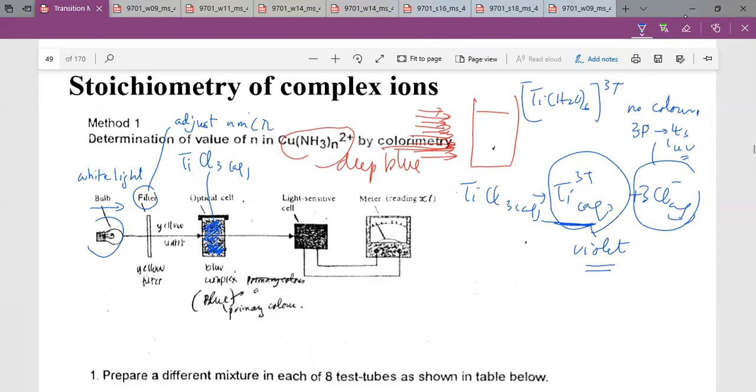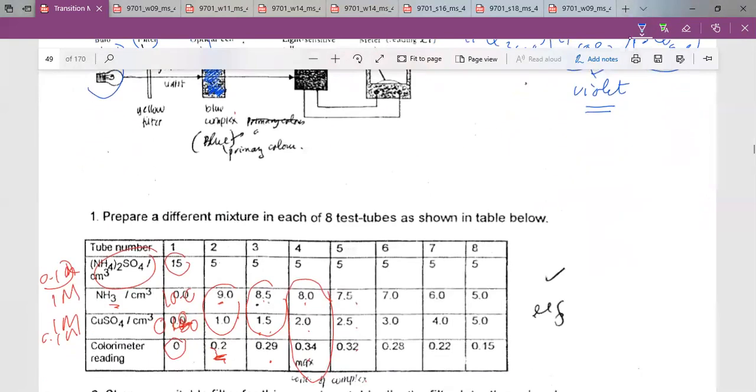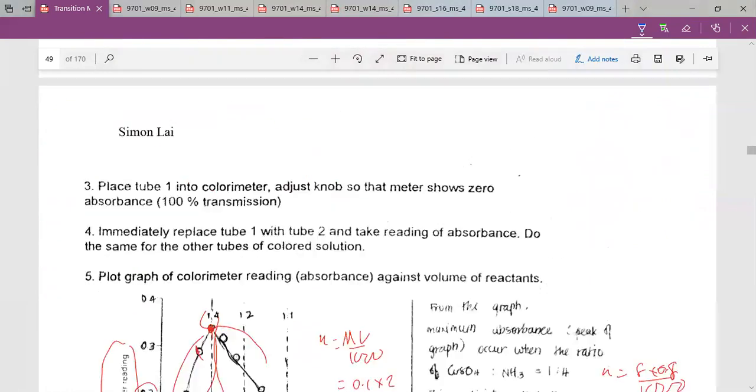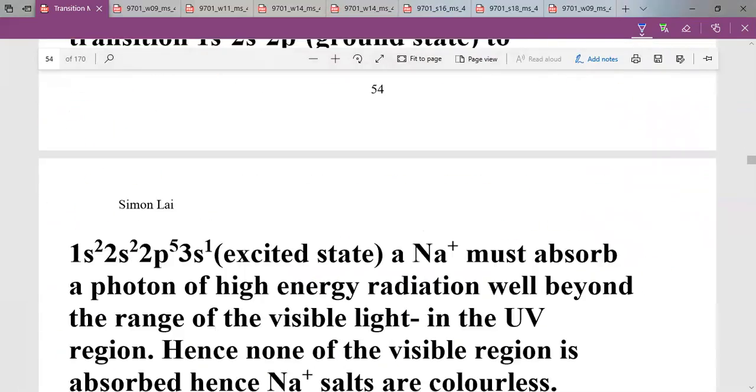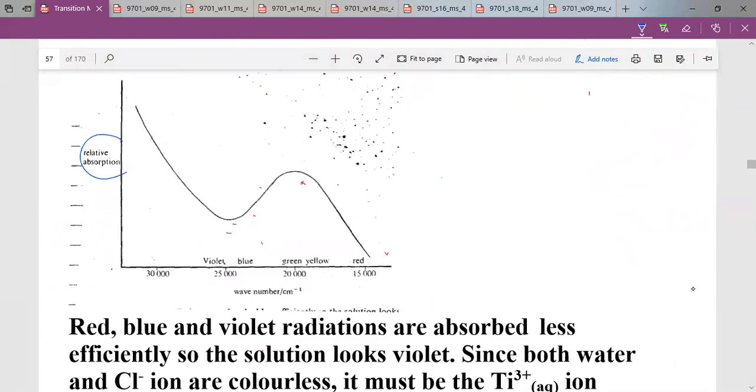So you can see whether, as the light passes through here, it will absorb or not. If it absorbs, the reading goes down, and the meter will read up there. So this is absorption. They found that blue and violet are not absorbed, but the green is absorbed. That means this yellow-green part is absorbed by the titanium 3+ ion.